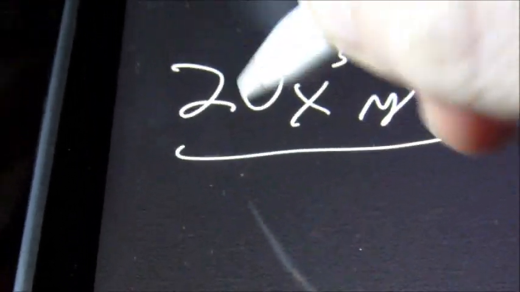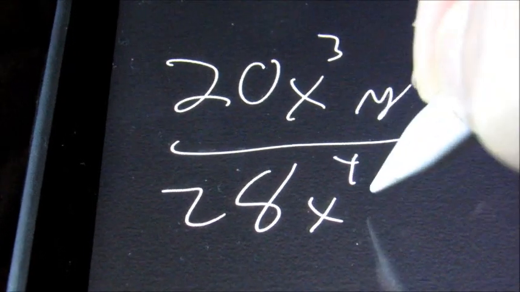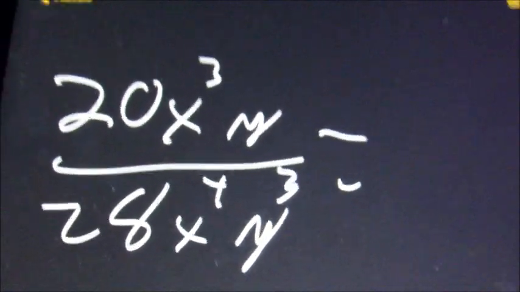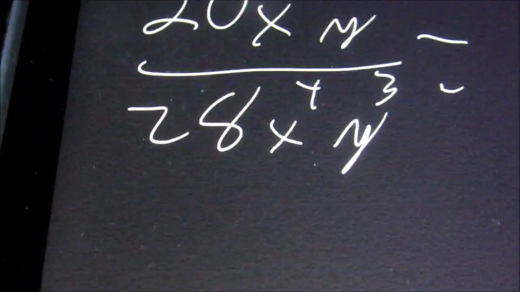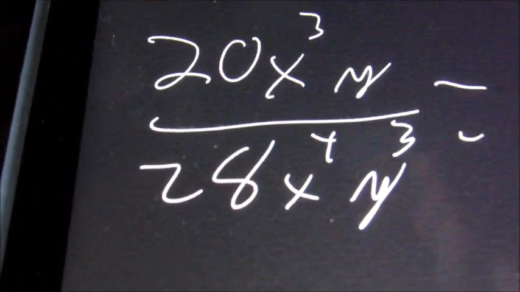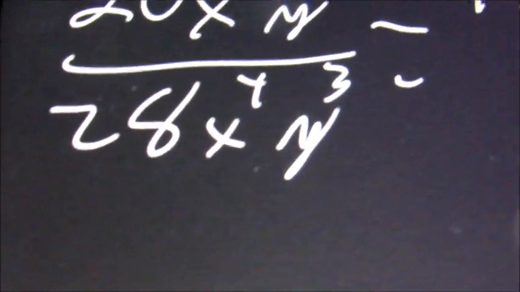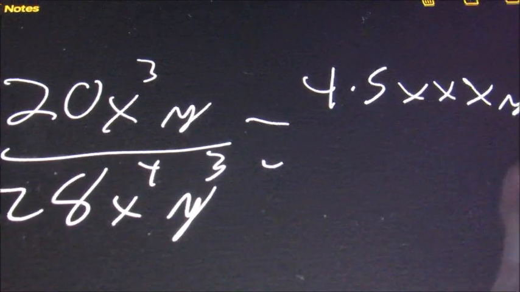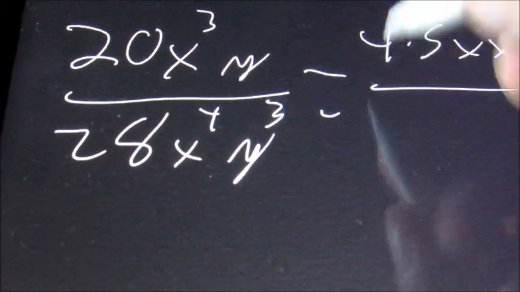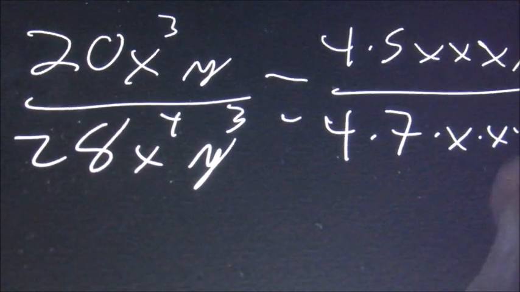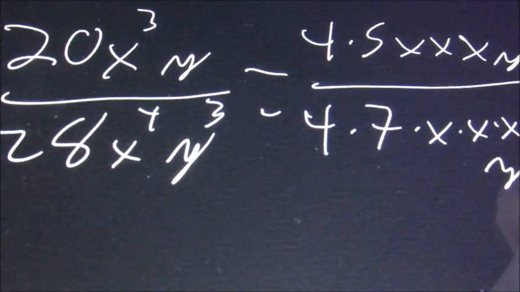So 20x to the 3y over 28x to the 4y to the 3. Okay, so I'm going to break this up again. But this time I'm also going to break up the numbers. So 4 will go into this. This is 4 times 5 times x times x times x times y. This one, the 28, is 4 times 7 times x times x times x times x times y, y, y.